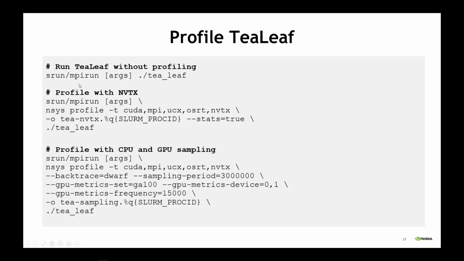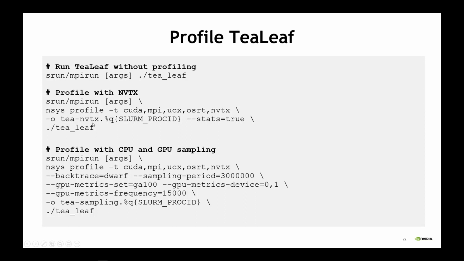So without profiling, obviously you can just use srun, MPI run, and then start the TLeaf binary. If you want to add profiling with Nsight Systems, then you have to prefix the nsys profile command before the application binary. And I used those options here. Well, I'm not sure, I probably did not even use the UCX options. We will see that later in the demo.